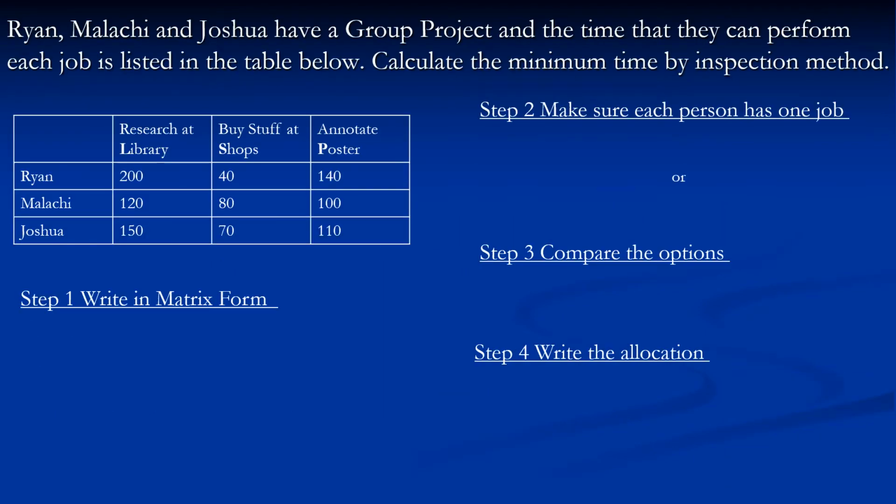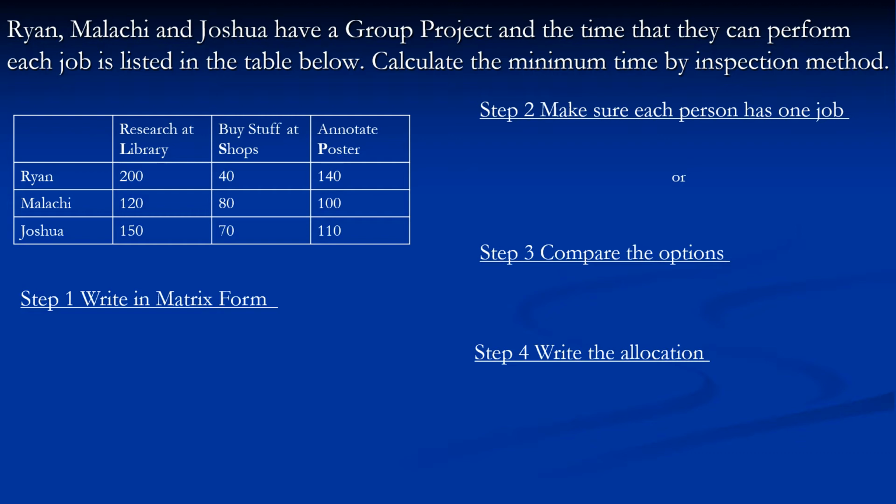So let's pretend we've got three boys here, Ryan, Malachi and Joshua, and they've got a group project and they've got to create a poster. And if we have a look here, they've got time that they can perform each job listed in this table below. We want to use this to calculate the minimum time by inspection first of all. So we can see there's three jobs: researching at the library, buying stuff at the shops and annotating the poster.